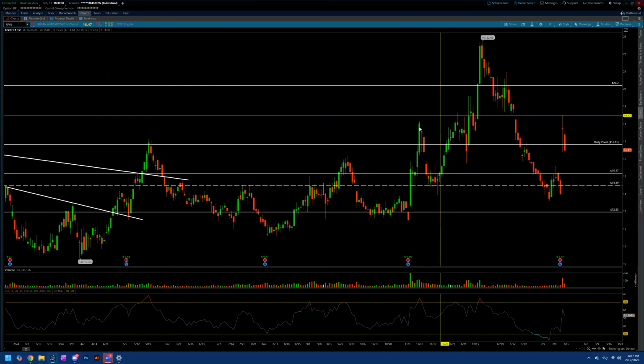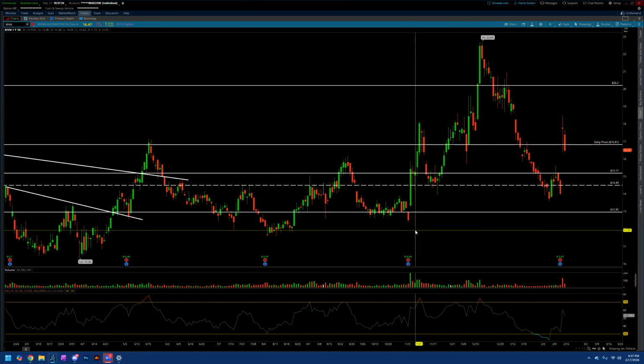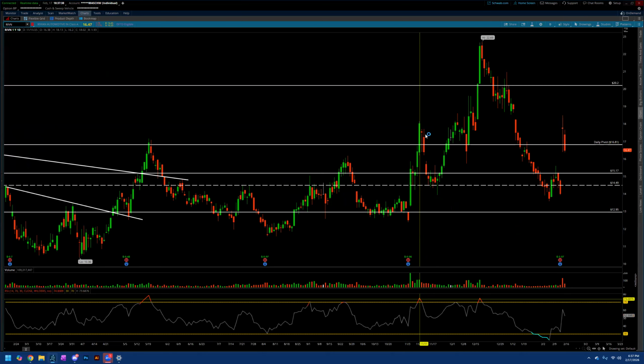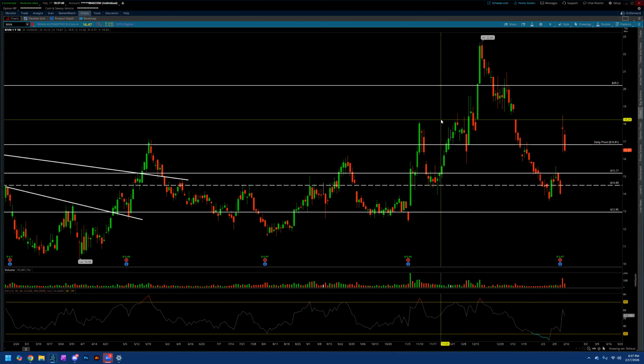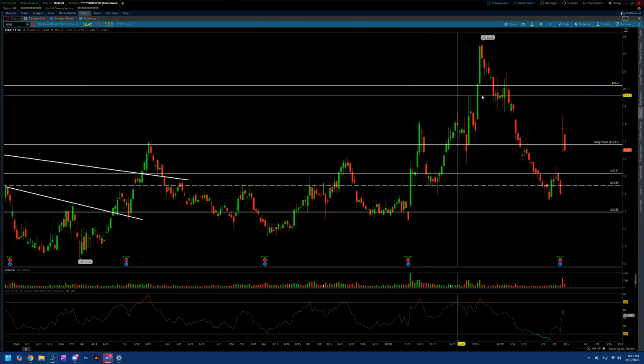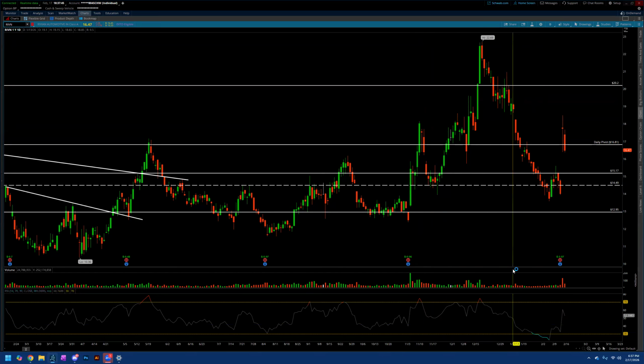So I think it works best on names where the trend is kind of the opposite direction of the signal that you're getting. So if you're getting an overbought signal, but the longer term trend is down, probably time to sell. If you're getting an oversold signal and the longer term trend is up, probably time to buy. So that's kind of how I would use the RSI.